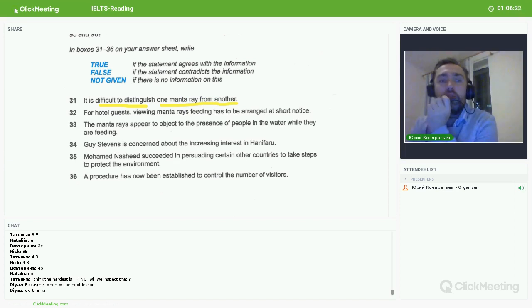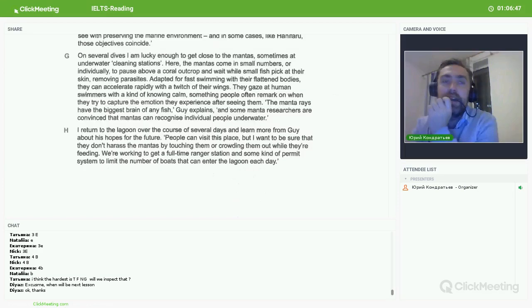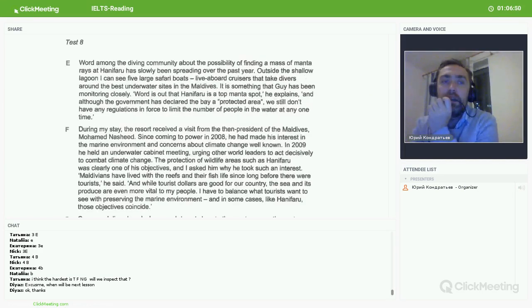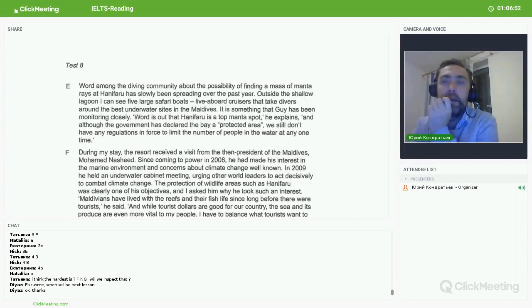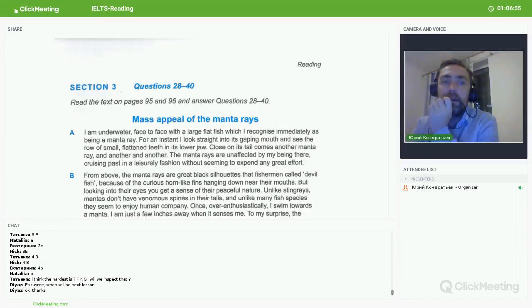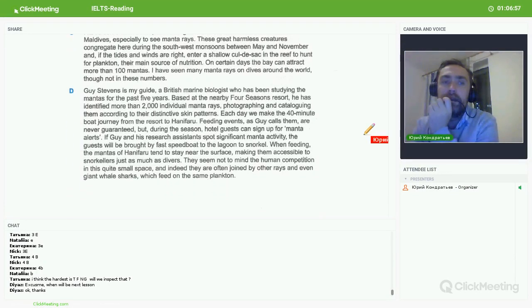And yes, one more piece of recommendation is this. You don't have to read the whole text. Somewhere in the middle of this exercise, you can find a sentence that contains a number, like a year, a name or a surname, like this. 34, you can hear it's Guy Stevens and Hanifaru. And you can find this place in the text. So just to save your time, you can find this piece of information in the text.